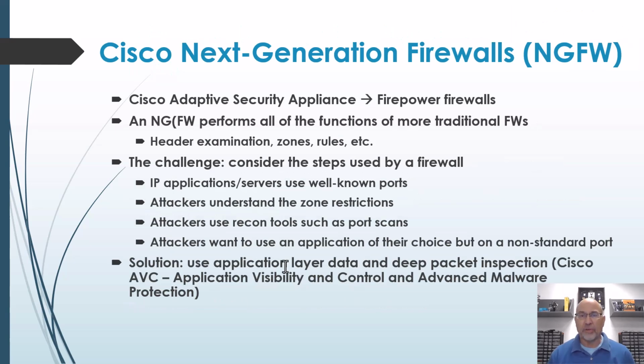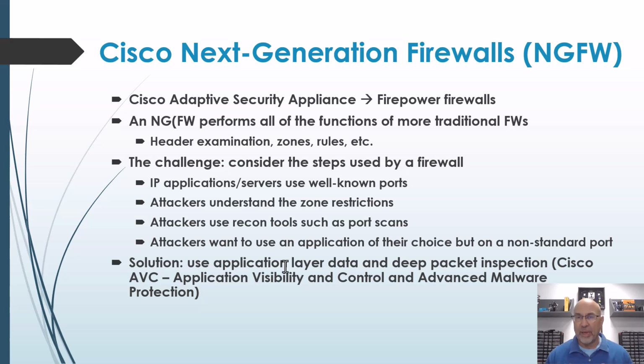Now, next generation firewalls, right, is built into the Cisco Adaptive Security Appliance, the ASA. And the product line is the Firepower firewalls. So Cisco has been doing some development, but they also made some acquisitions. And so the next gen firewall performs all the functions of traditional firewalls, but then adds additional features.